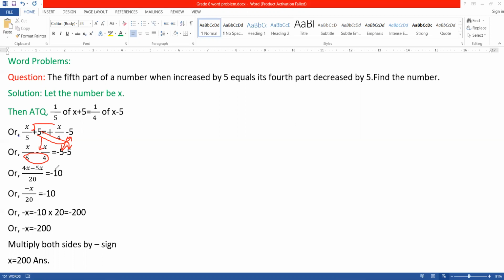Minus 5 with a minus sign but added. We do a sum when there's minus and minus. So minus 10. After that, we simplify it. 4x minus 5x means minus x, over 20, and then equals minus 10.